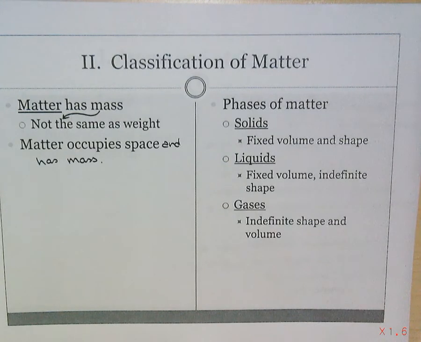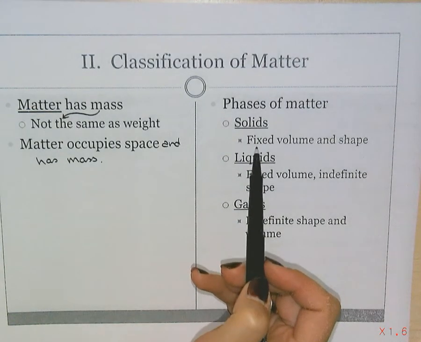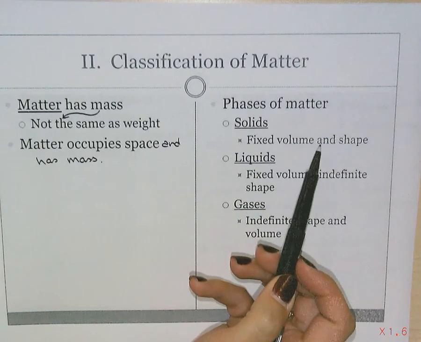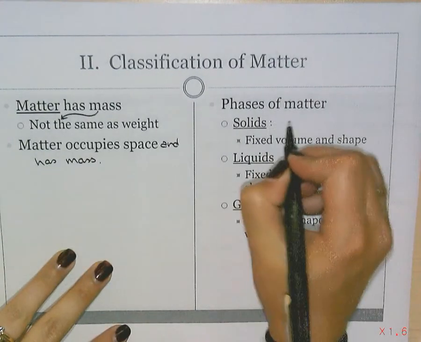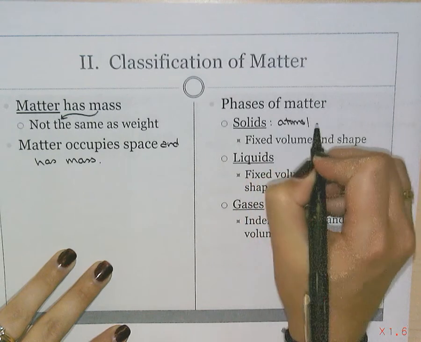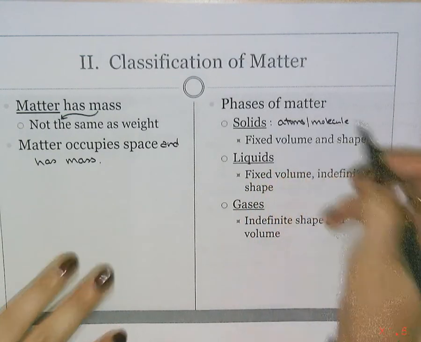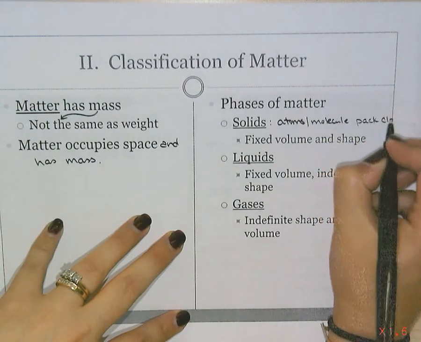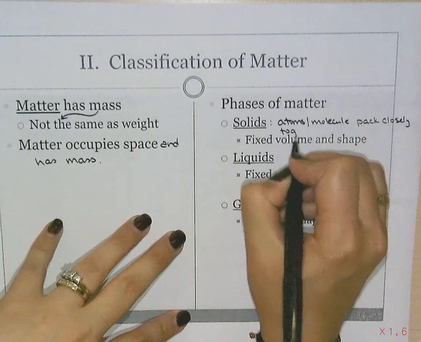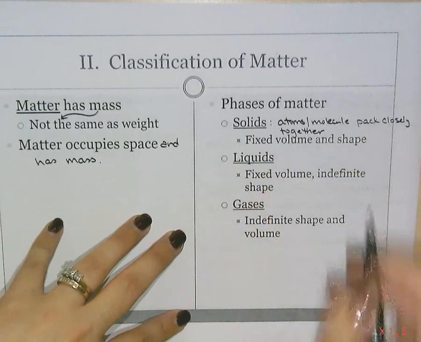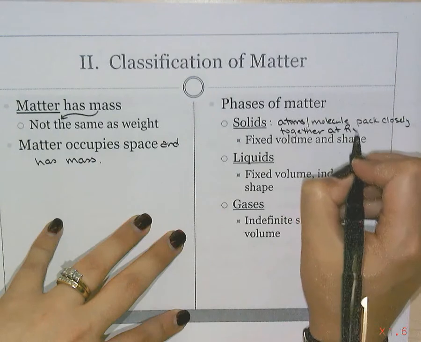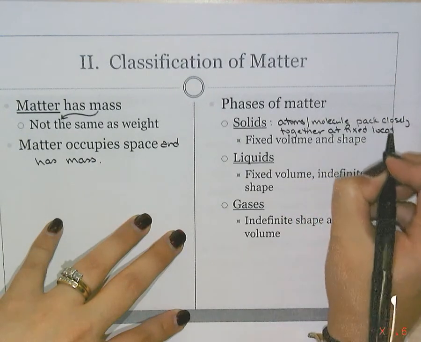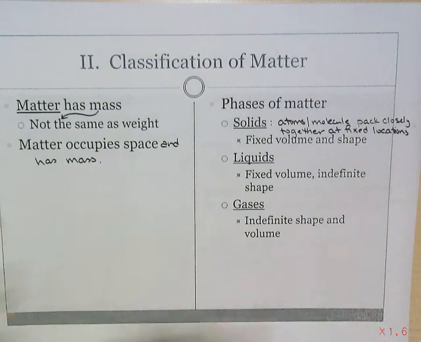So solid, it's our phase of matter that has a fixed volume and a fixed shape. This is where our atoms and/or molecules, depending on what the solid is at the time, pack closely together at fixed locations. So in a solid, everybody has a spot, and that spot is pretty much assigned, and there's not a lot of wiggle room in terms of what they can do.